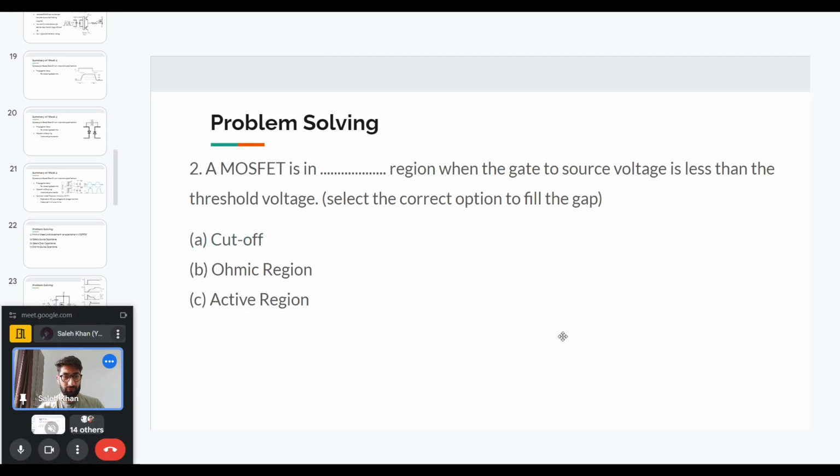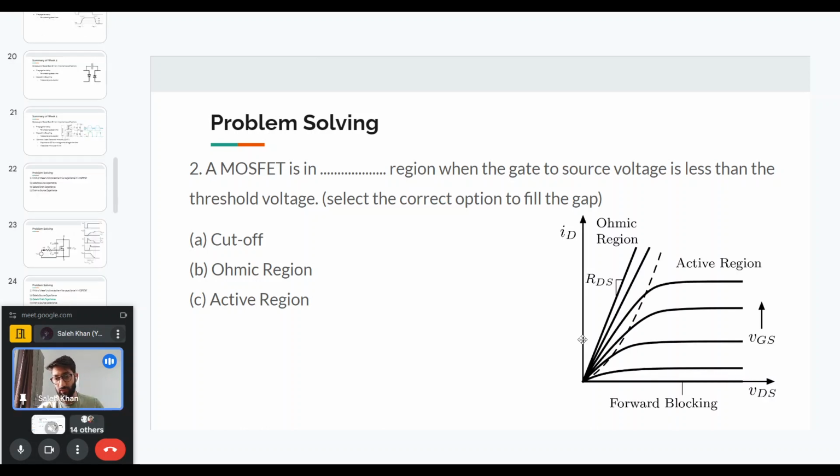The next question is, a MOSFET is in which region when the gate to source voltage is less than the threshold voltage? This should be known. Can anyone guess the answer? A, B, or C? Your options are the cutoff region, the ohmic region, or the active region. Yes, it is quite simple: we have these three regions. The forward blocking is when the gate source voltage is less than the threshold voltage. It is called the blocking region or the cutoff region.